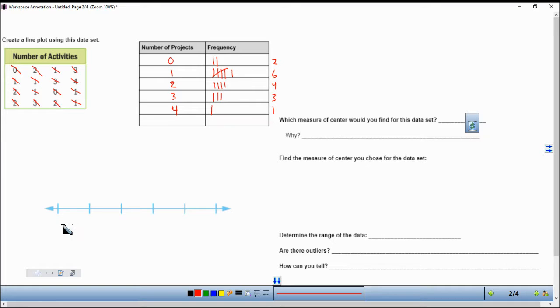All right. Next step is I'm going to number the number line. So it's going to be 0 through 4. 1, 2, 3, 4. It's okay if we have an extra one here. We can just leave that. That's no big deal.